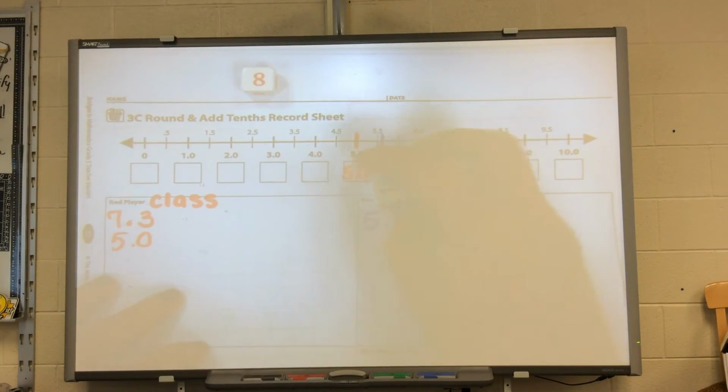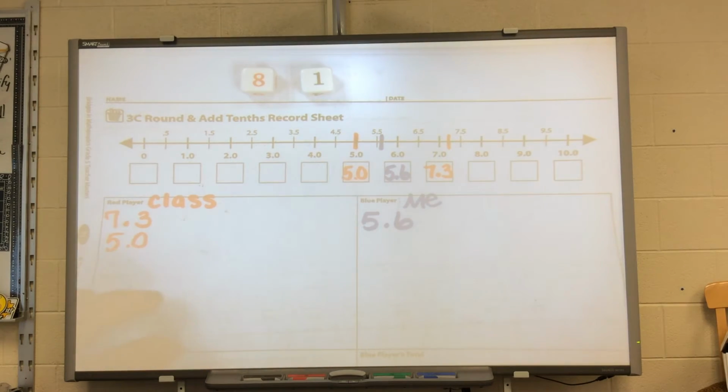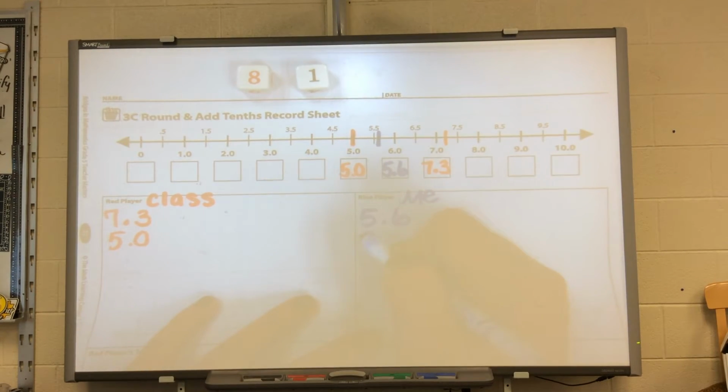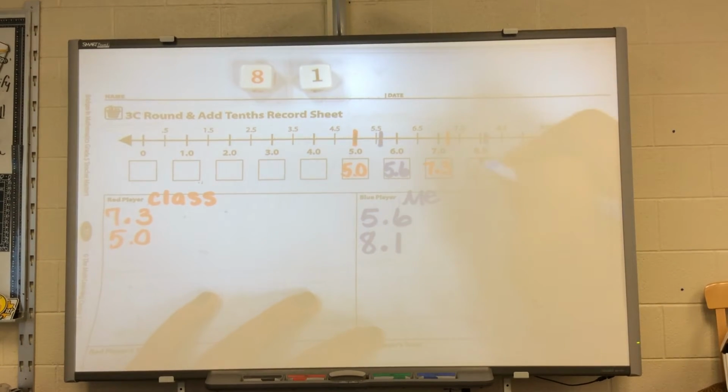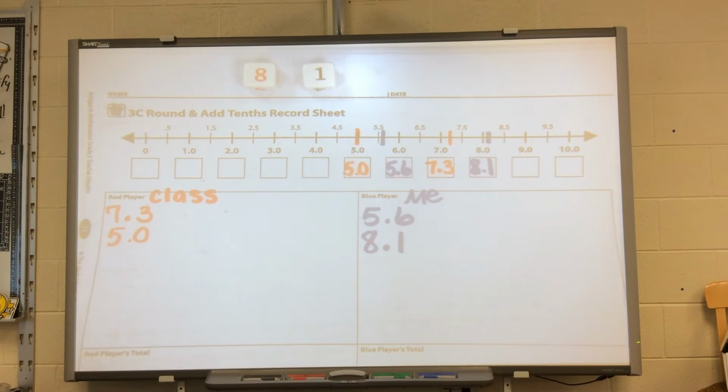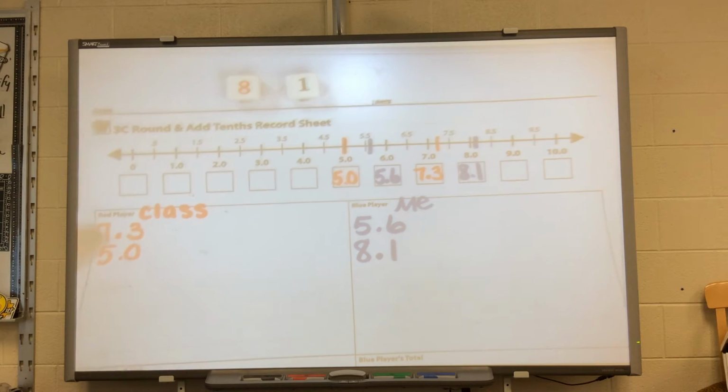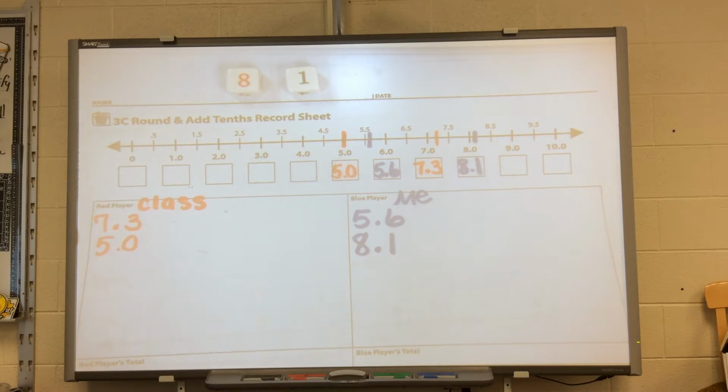I'm going to do goes about here and rounds. We keep playing back and forth until all of our places are filled up. When we're done, we add up all of our decimals to get our total.